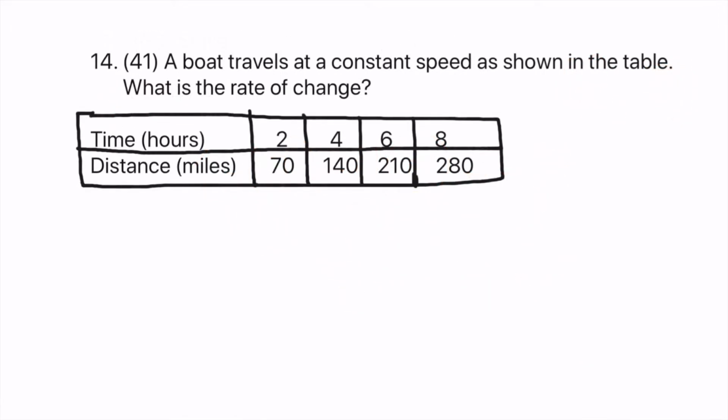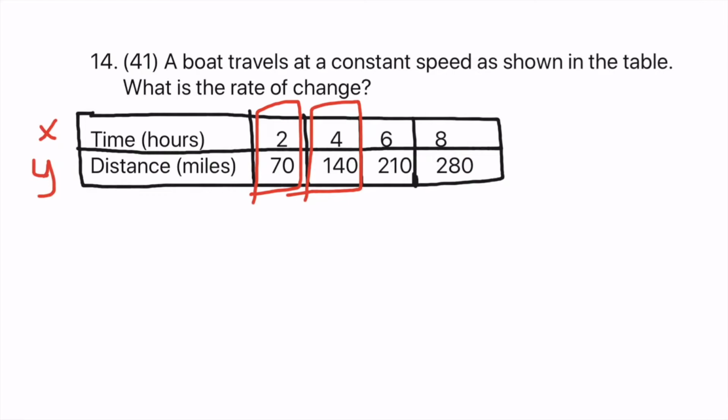Number 14 is from lesson 41. It says a boat travels at a constant speed as shown in the table. What is the rate of change? Well, we know that time is our x, distance is our y, time is almost always x, and we know that we're going to be writing the speed it goes in miles per hour, so y comes first. And these are all basically points. So we just need to find the slope.